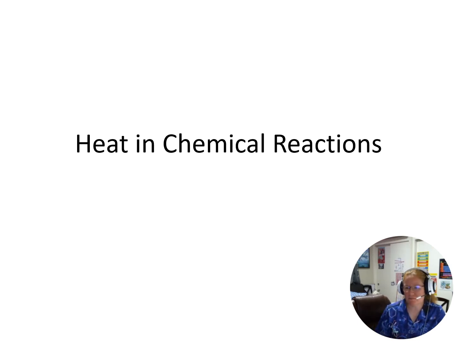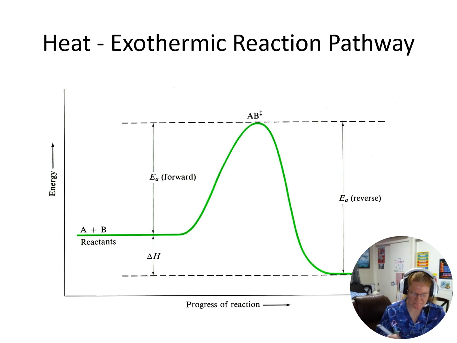Now, when we talked about evidence of a chemical reaction, I mentioned that a change in energy is something that we can use as evidence of a reaction. Something might get colder or something might get warmer. So heat can be involved in chemical reactions.